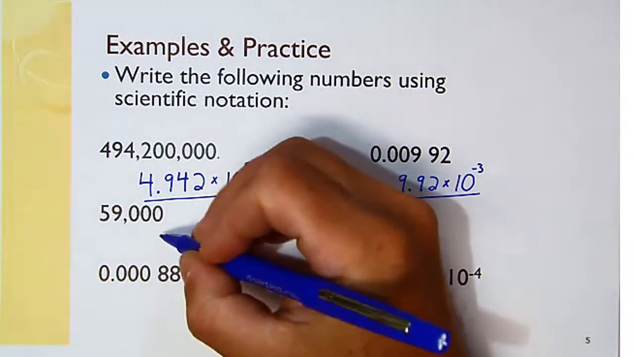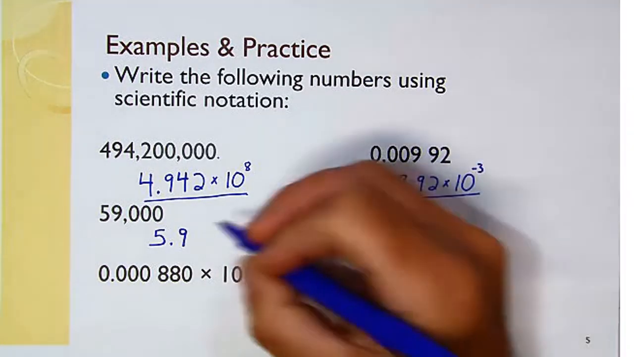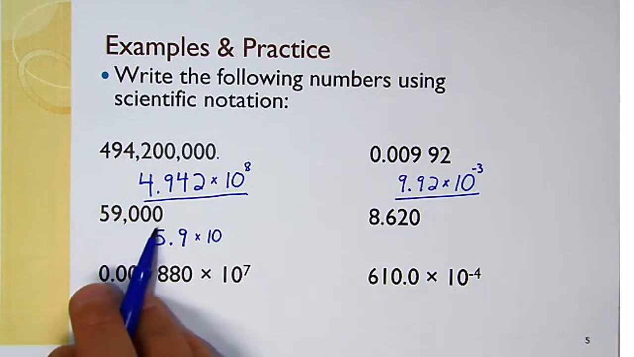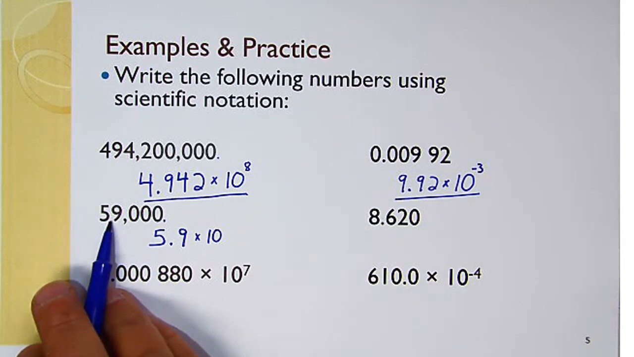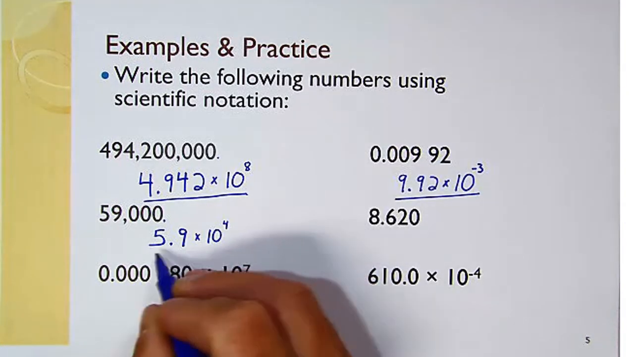59,000, well, that would be 5.9 times 10 to the, we'd have to move it 4 places to get it from the end of the number to where we want it. And this is a large number, so 10 to the 4th.